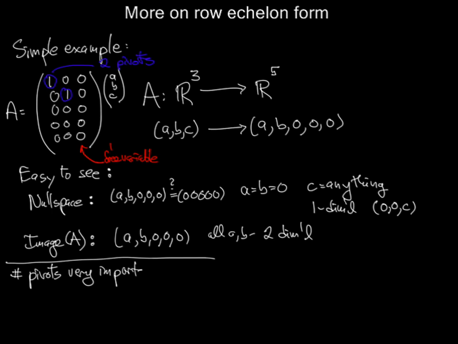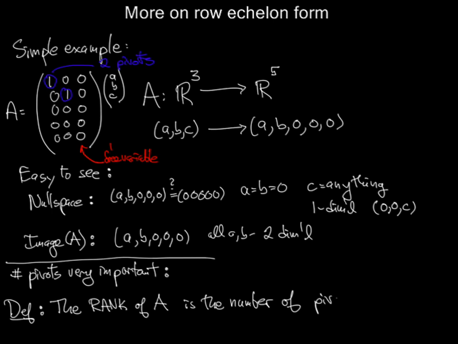Now, this number of pivots is an extremely important number associated to a matrix, and we're going to give it a name. The rank of a matrix A is the number of pivots when you put it in row echelon form. Row echelon or reduced row echelon form, it doesn't matter. And just to be clear, I'm using the term pivots here in the sense of non-zero pivots.